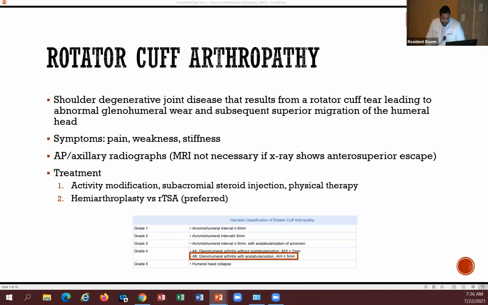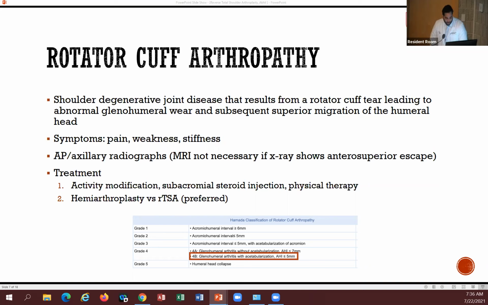So rotator cuff arthropathy is a degenerative joint disease of the shoulder that occurs from a rotator cuff tear leading to abnormal glenohumeral wear, as well as a migration of the humeral head superiorly. It's more prevalent in females than males, and symptoms include pain, weakness, and stiffness. You usually can diagnose it with an X-ray. You don't need advanced imaging. And some of the findings are, as I had mentioned previously.